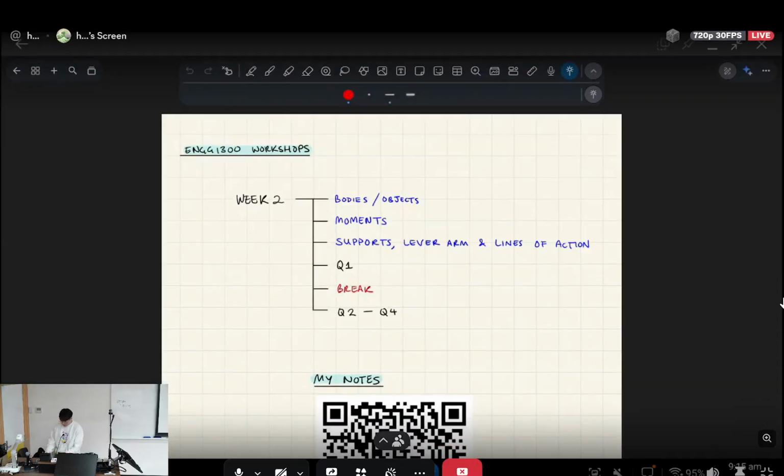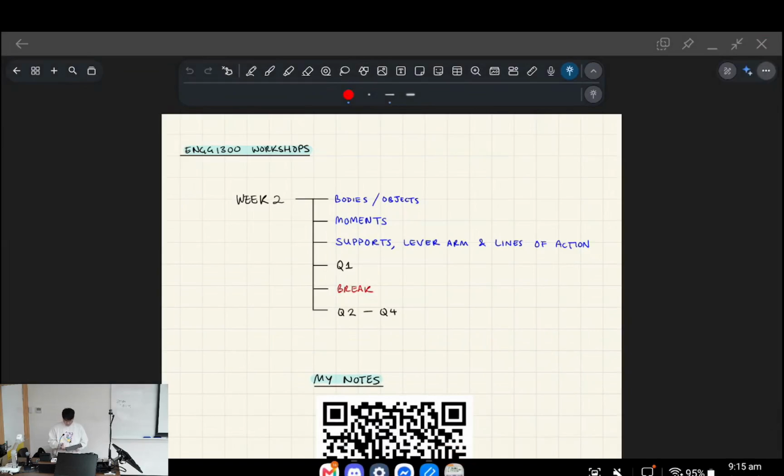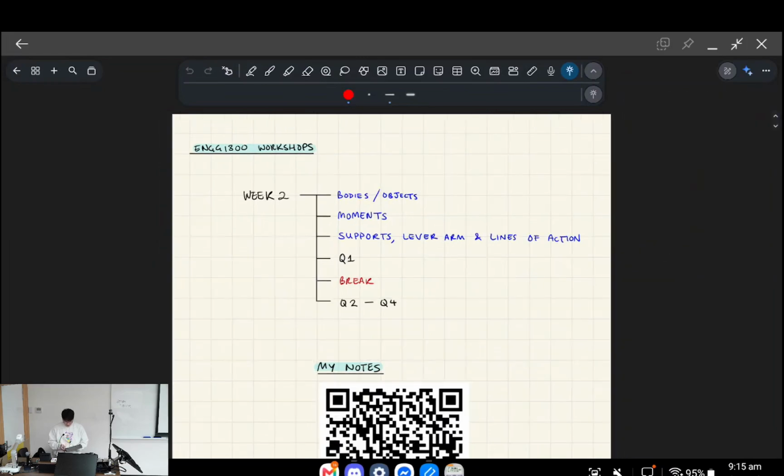All right, so we'll get on with the workshop. Just checking I'm on the right document. Okay. So yeah, basically we're going to be talking about moments today primarily, but I want to give you guys a bit of context before that in terms of this concept of bodies/objects, right?